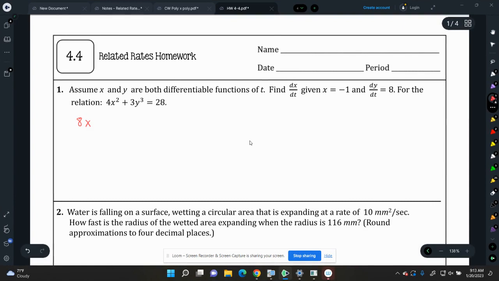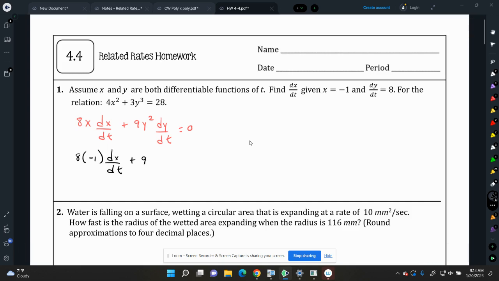Okay, so we're going to have 8x dx/dt plus 9y squared dy/dt equals 0. And we're going to substitute in everything we can substitute in. So we've got 8 times negative 1, and we're looking for dx/dt, plus 9. I don't have y, so how do I figure out y?